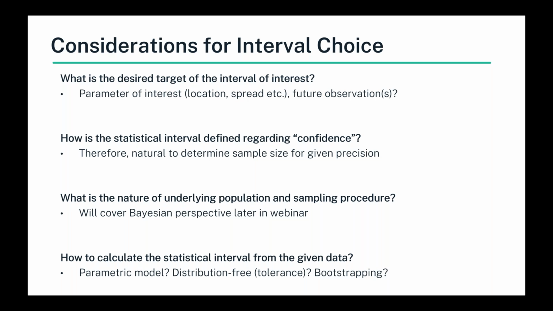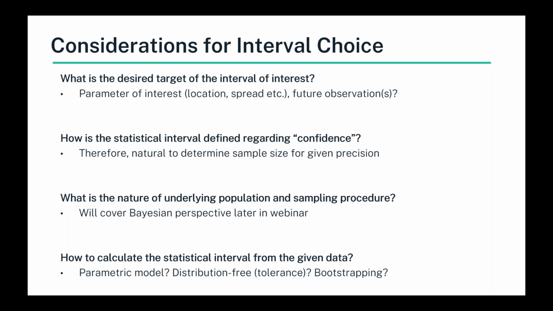You might also want to ask yourself if you're comfortable with this frequentist repeated sampling approach, or would you prefer to use Bayesian methods, in which case you'd be looking at a credible interval. The nature of the underlying population and sampling procedure is also an important practical consideration. Like, for a prediction interval, are you sure that the distribution of the population will remain the same across all times? And then finally, there's the practical question of how will you construct the interval once you're given the data?